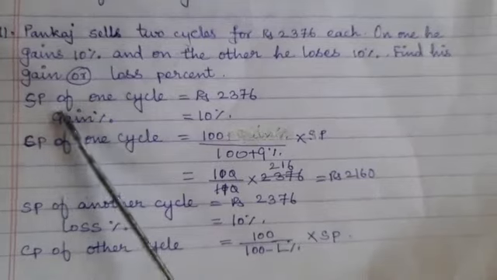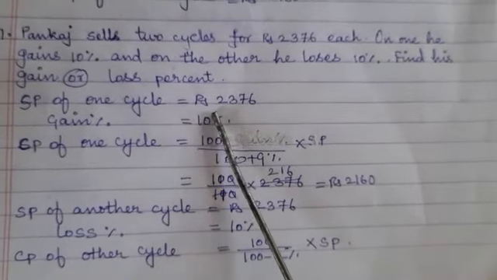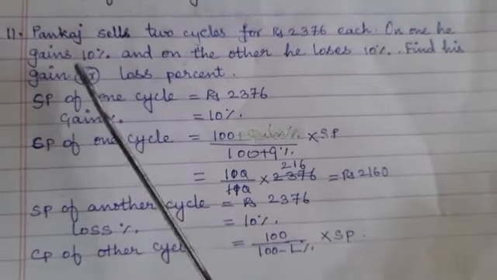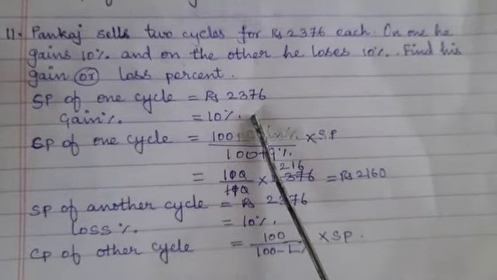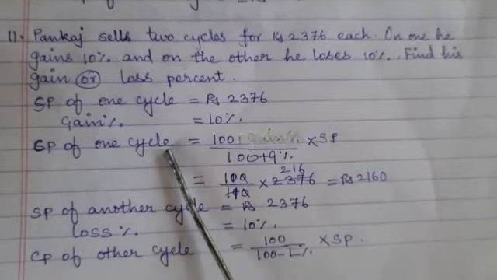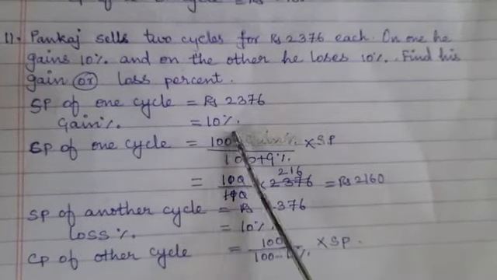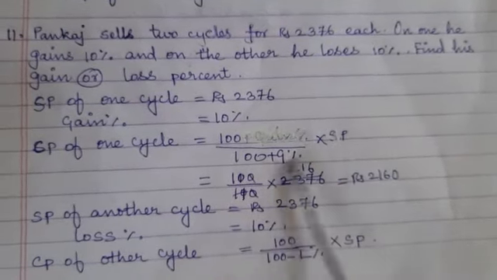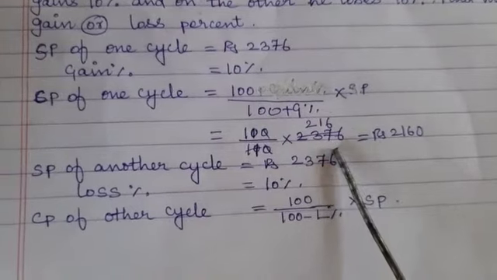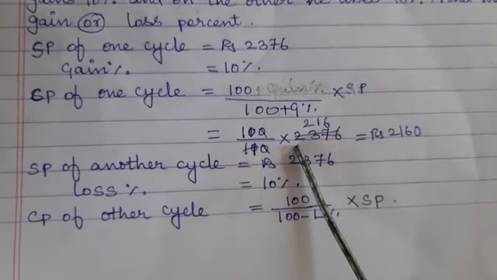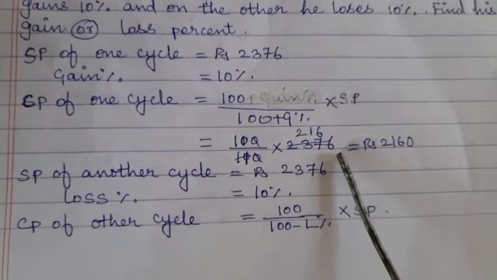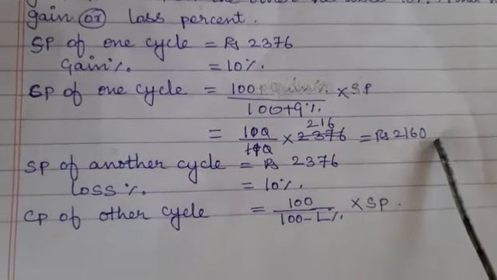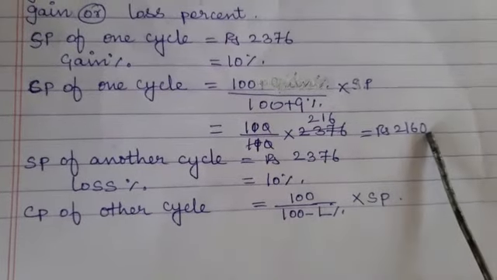First we will write the SP of one cycle is equal to rupees 2376. On the first he gets a gain, so gain percentage is equal to 10%. The CP of one cycle is given by the formula 100 by (100 plus gain percentage) multiplied by SP. Applying the values, 100 by 110 multiplied by 2376. After simplification you will get rupees 2160. So this is the CP of one cycle.